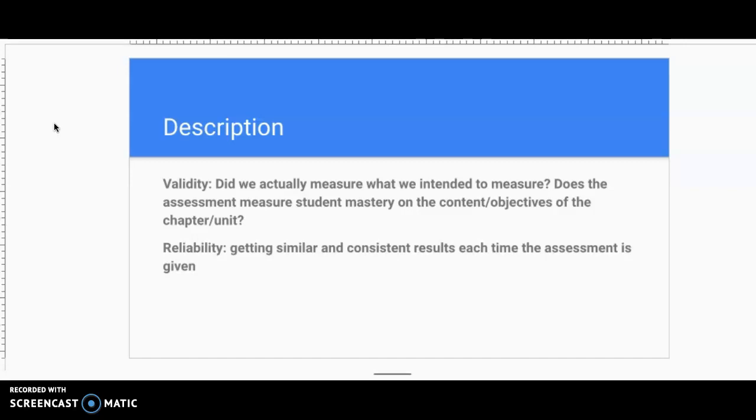Second question then would be reliability. We want to make sure that the tests that we are giving year in and year out, are we getting similar and consistent results each time the assessment is given?